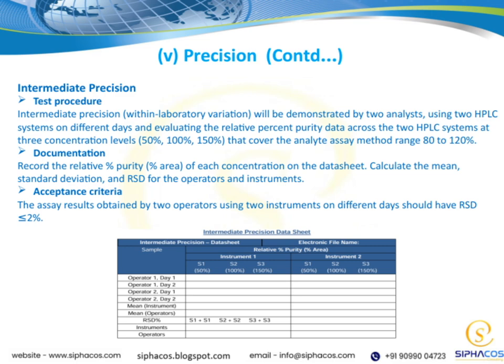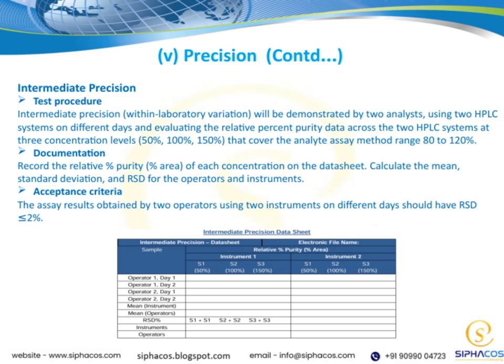As part of the process, it's important to document everything carefully. For each concentration, record the relative percent purity, or percent area, on the datasheet. Then, you'll want to calculate the mean, the standard deviation, and the relative standard deviation, or RSD, for both operators and instruments. This helps us understand the variability within our lab.